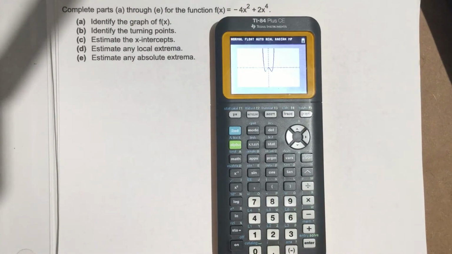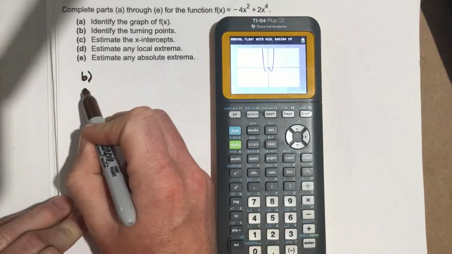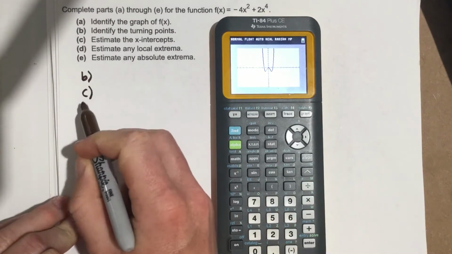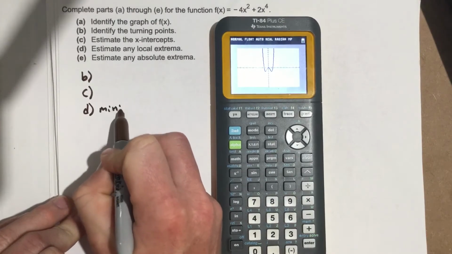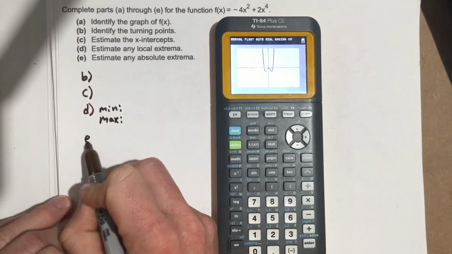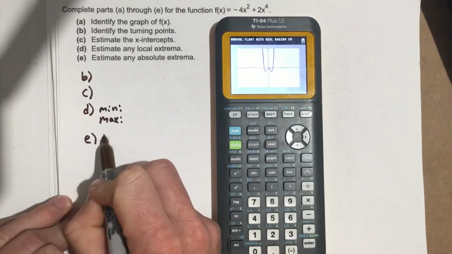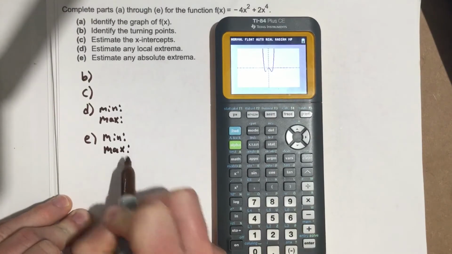Now let's start to identify those turning points. So part B, I'm going to kind of label these out. C, D, we're going to be trying to find a min and a max for the local. And part E, we're going to do the same thing. We're going to try to find the min and the max for the absolute.